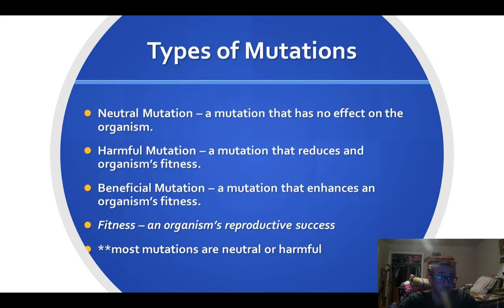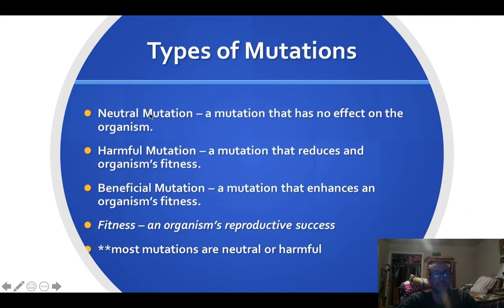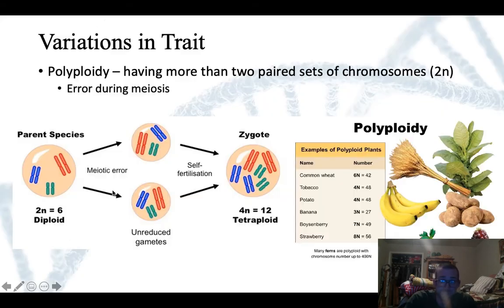And besides looking at these different types of mutations here, we can classify mutations in terms of, like I said, a lot of them are neutral, they have no effect. Some are harmful, and some are beneficial. And when I mentioned fitness before, that is the organism's reproductive success, right? So its ability to produce offspring and how many offspring it can produce. Right? And as I said, most mutations are neutral or harmful.